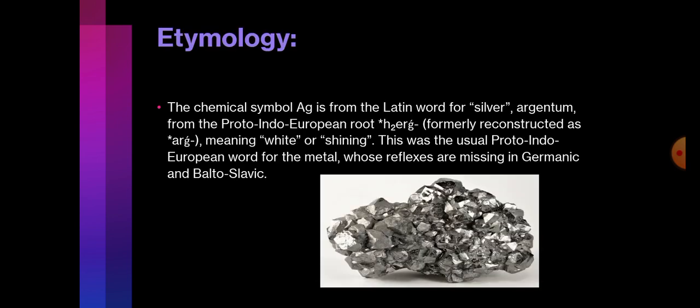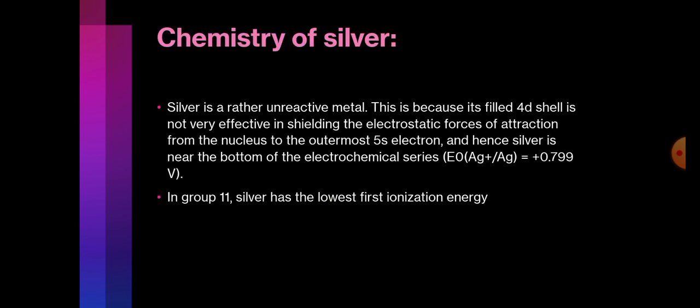Etymology. The chemical symbol Ag is from the Latin for silver, argentum, from the Proto-Indo-European root meaning white or shining. This was the usual Proto-Indo-European word for the metal, whose reflexes are missing in Germanic and Balto-Slavic.